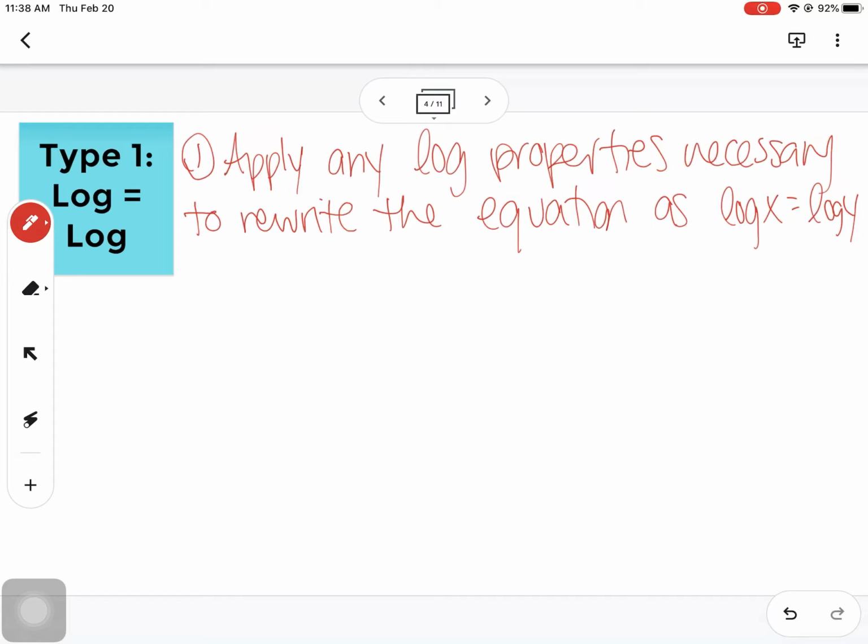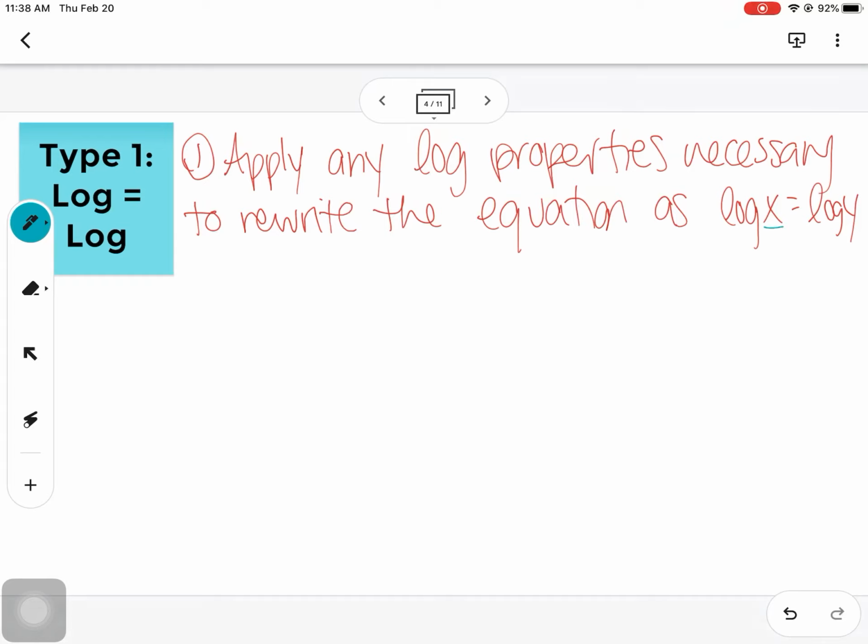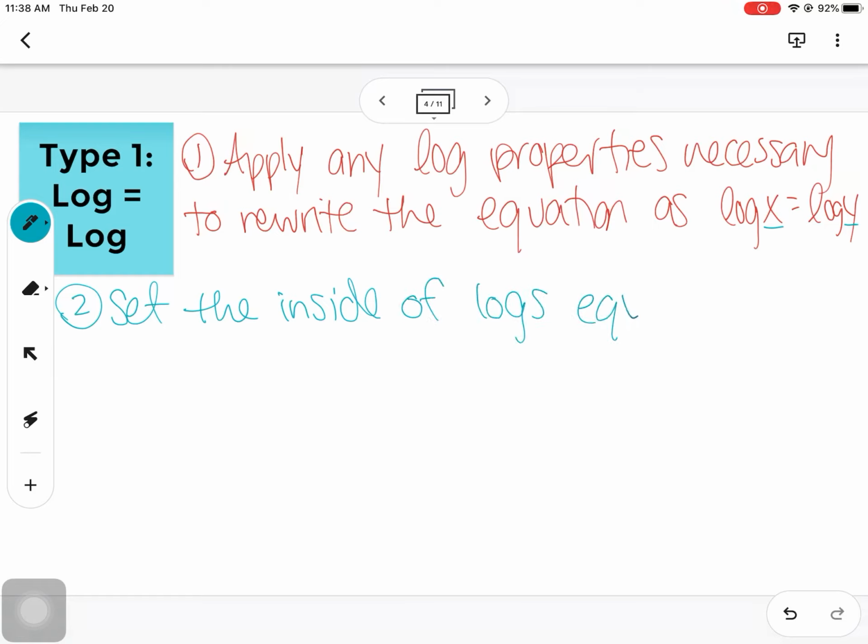But then what we're going to look at, and we talked about this a little bit last time when we had our common bases in our exponential equations. If I have a log of a number equals log of a number, so long as my bases are the same, which everything I'm going to give you here will be, I know whatever's inside the logs must be equal. So your second step is to set the insides of your logs equal and solve.